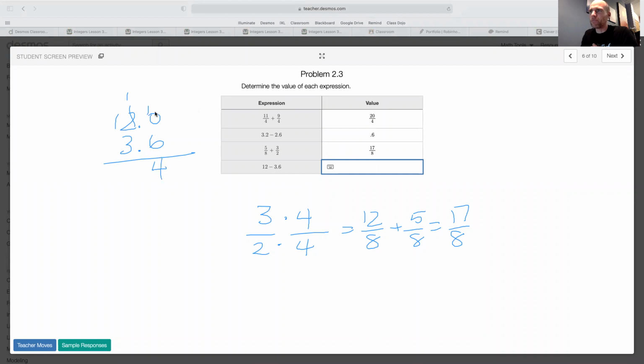And we got 10 minus 6 is 4. And, well, we can't really do 1 minus 3, but we can do 11 minus 3, right? This is really just an 11. So you get 8.4. All right, and let's move on.